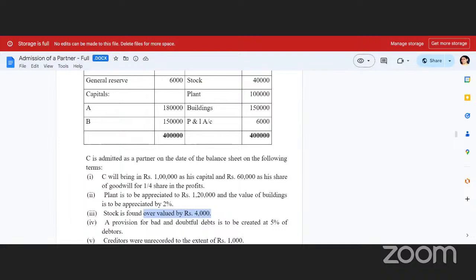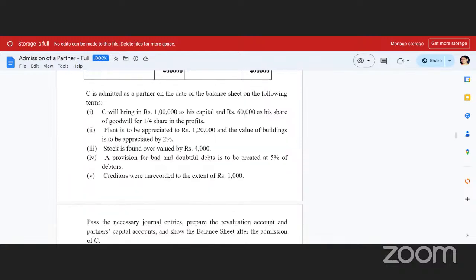Here it was said stock is found overvalued. Overvalued means they took extra value. Appreciated means increased, but overvalued means they took extra, by mistake, while valuation. So that 4,000 is to be decreased. Okay, decrease of stock.